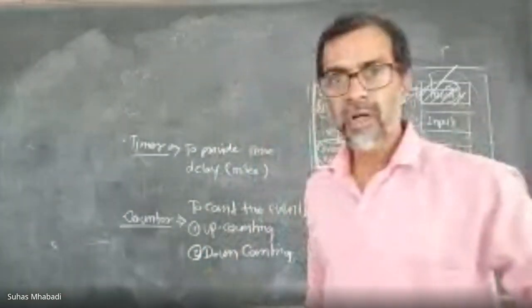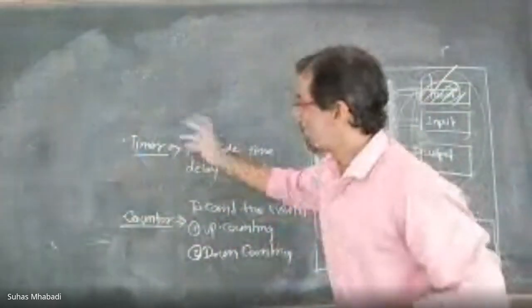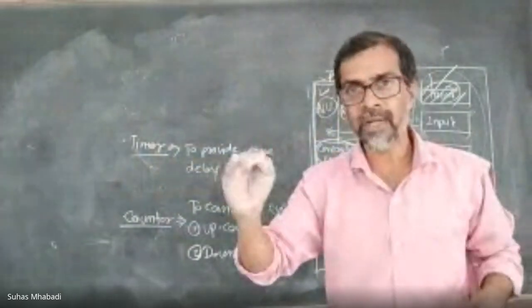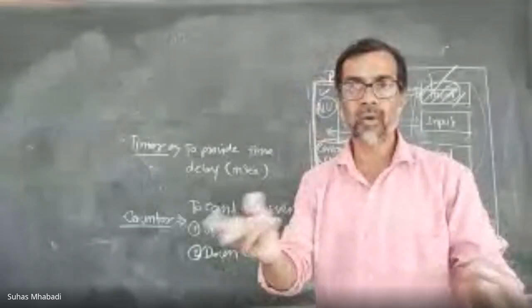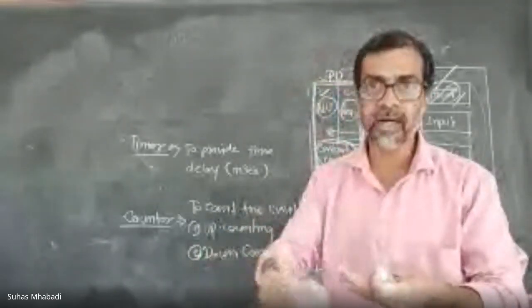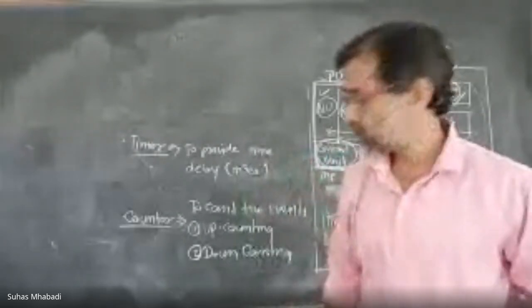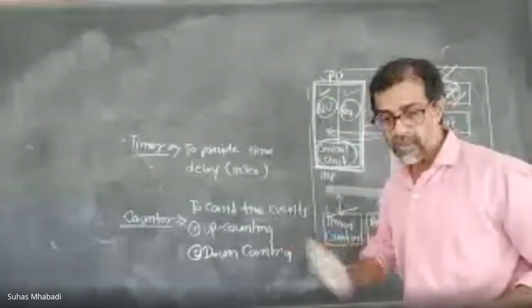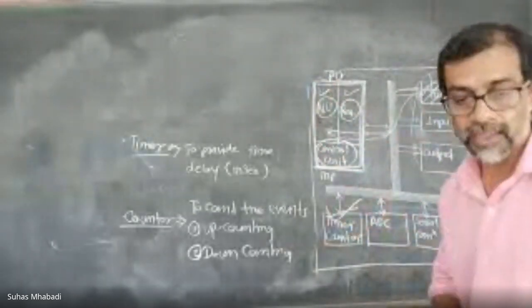So a counter is nothing but an 8-bit or 16-bit register. It can be assigned as a timer or counter. Timer means to provide appropriate delay which is required for the program. And counter means to count the events. The counting can be done in an up way, or the counting can be done in a down way also. So that's called up counting and down counting. This is about the block that is timer or counter.